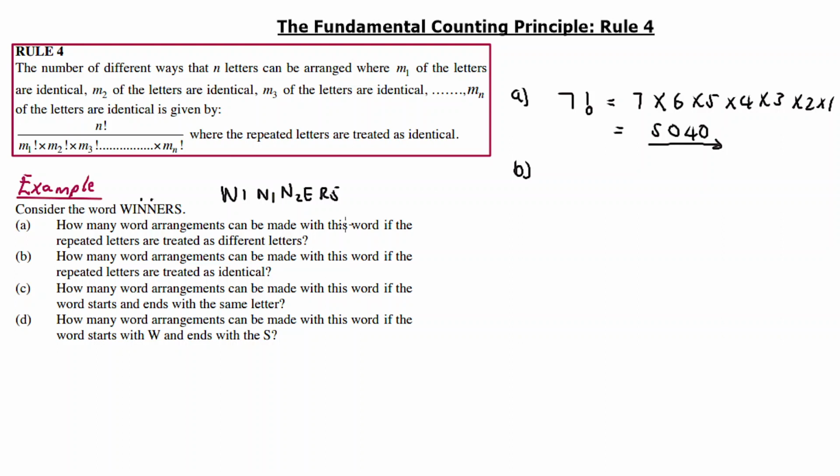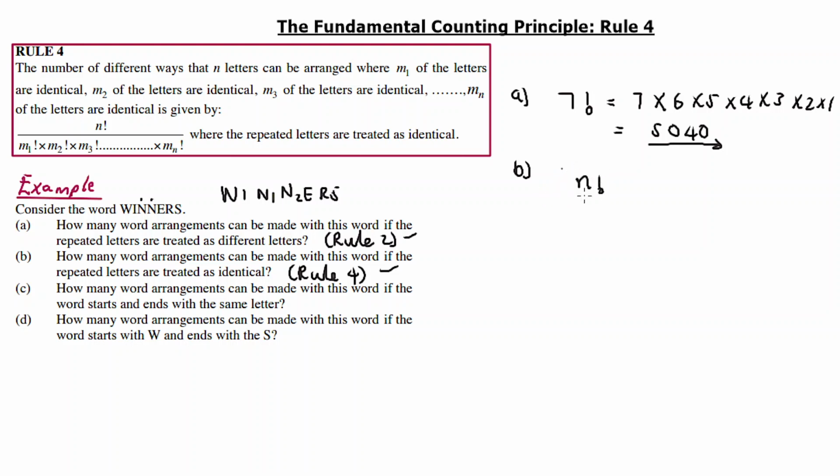This is rule number 4. Which rule number was the previous one? Rule number 2. And this one is rule number 4. Rule number 4, I just want to demonstrate how you differentiate those rules. Now they are treated as identical, okay? So this is rule number 4. Rule 4. So it's what?